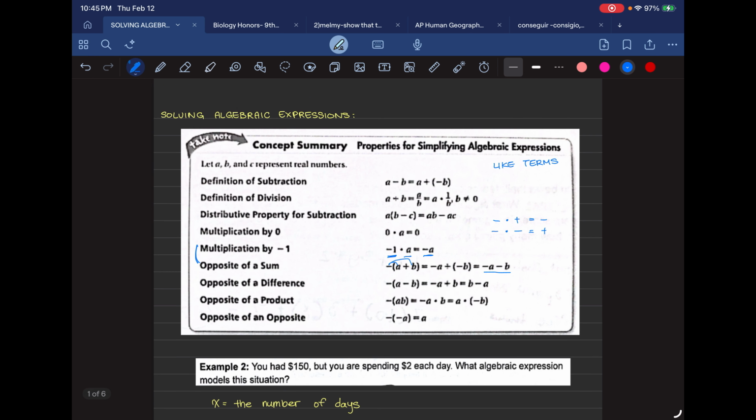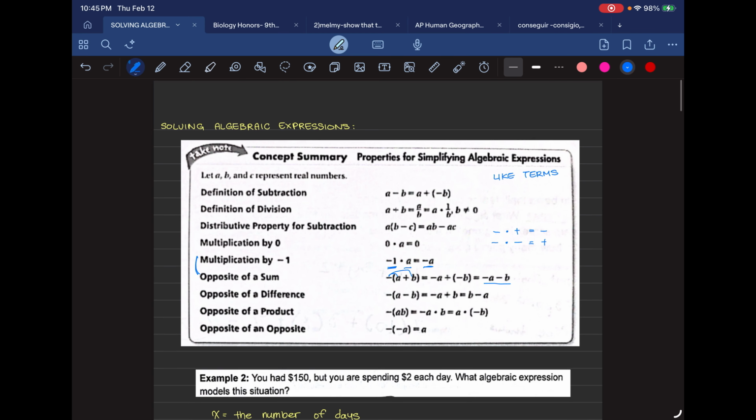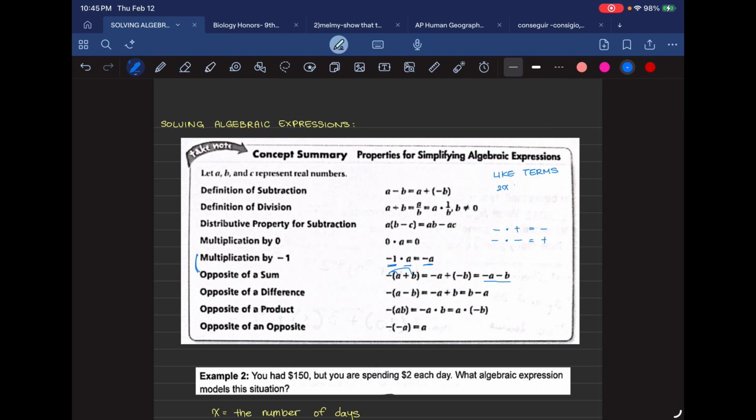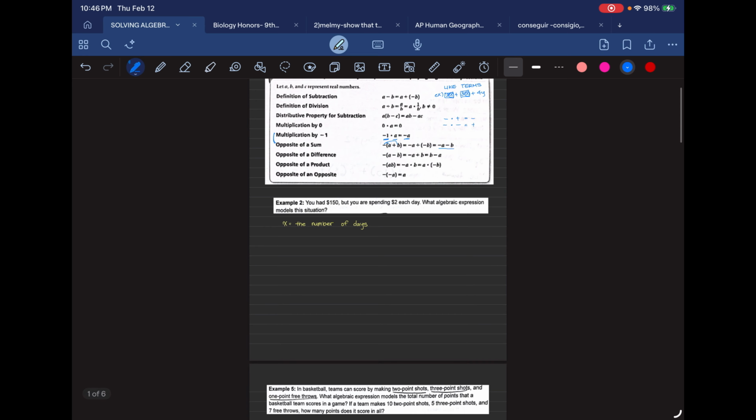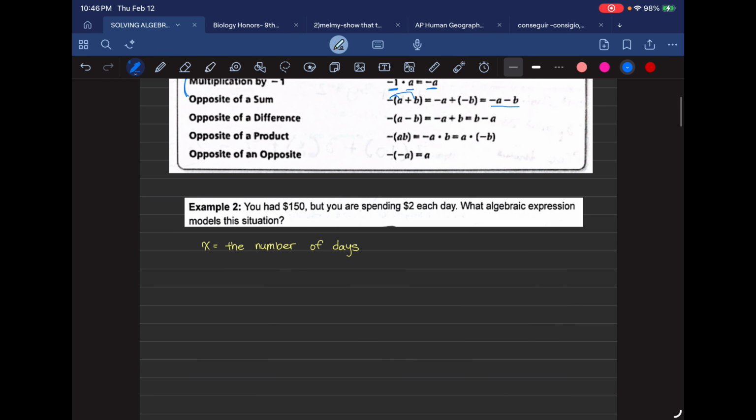And also, like terms are algebraic expressions containing the exact same variables raised to the same powers. So this is an example here. So we can say 2x and 3x are like terms, because though their numerical coefficients are different, their variables are the same and are raised to the same power. That's critical to note for like terms, and let's look at the example questions.